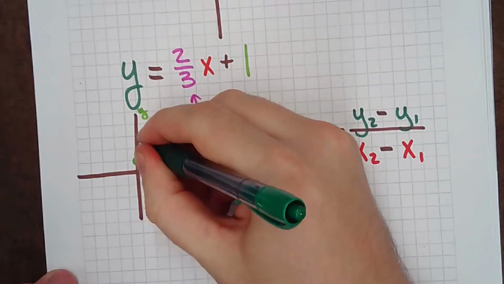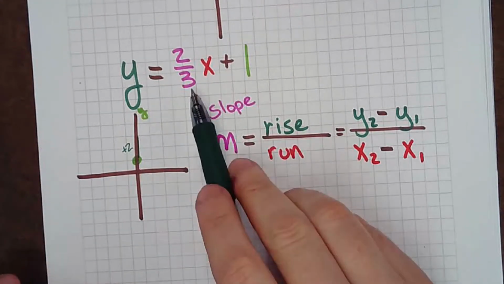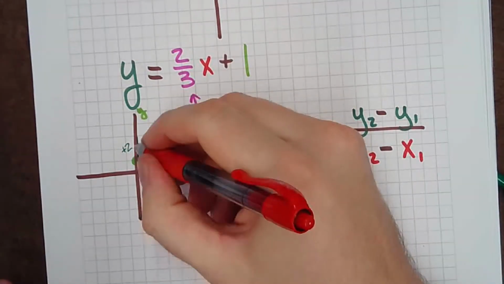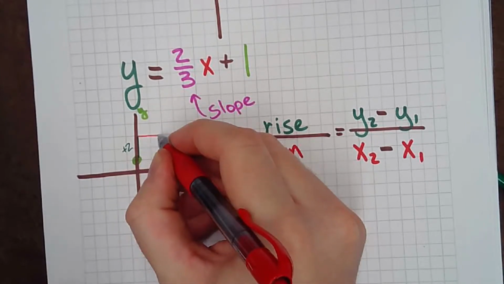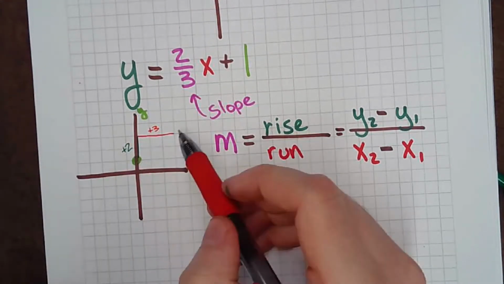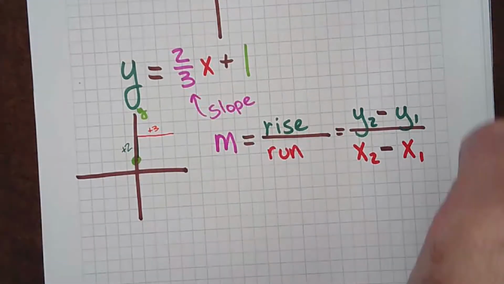That's 1, 2. So that was up 2. And then I'm going to go over 3. And that's a positive 3, so just like the 2 went up, the 3 was positive, so we're going to go to the right 3. Just showing you how I'm moving there. And that's going to be where our next point is. So I'm going to put a dot there for our next point. I'll do that in, let's see, how about blue?